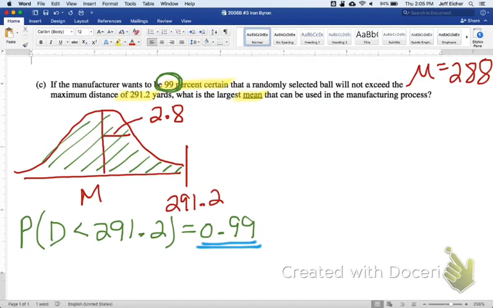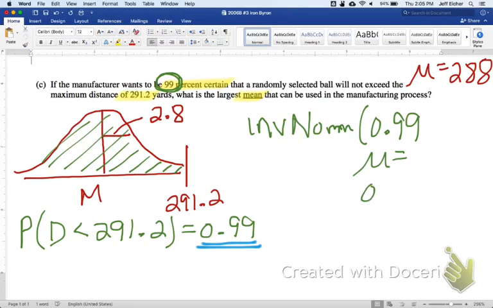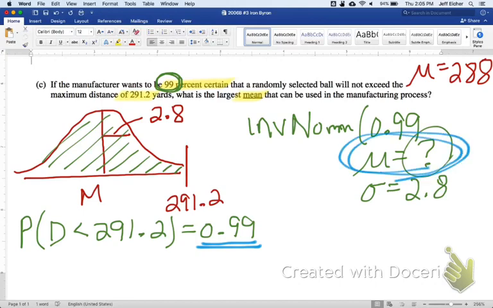To calculate this, this is one of those delightful questions where students might think, oh, I'm going to use inverse norm. Yeah, inverse norm, and I'm going to put the area as 0.99. The mean, well, I don't know. The standard deviation is 2.8. Uh-oh, what do I do? How do I do this? Because I don't know the mean. Darn test development committee people writing questions that make my tool backfire.